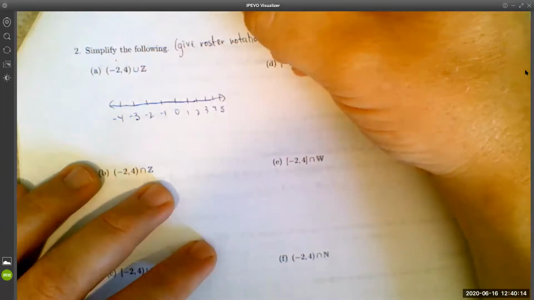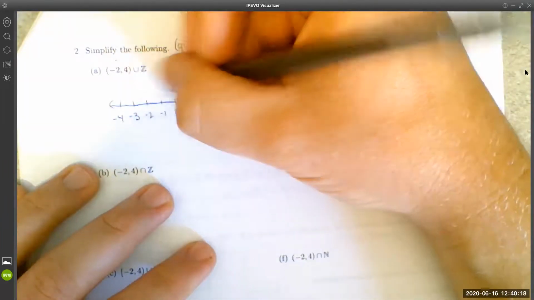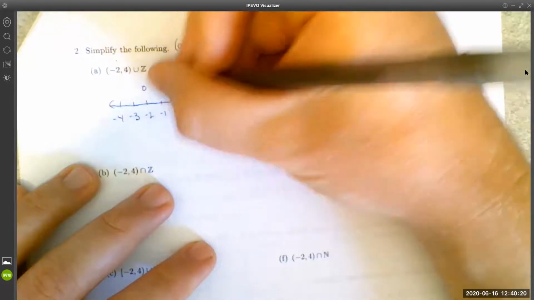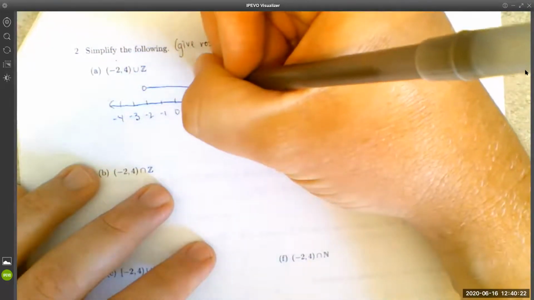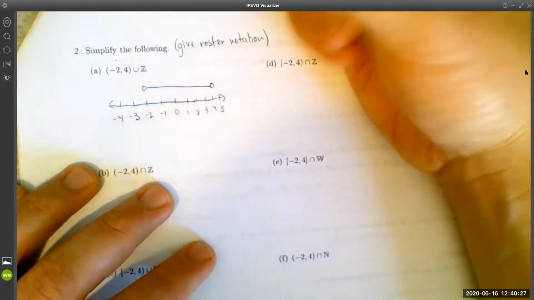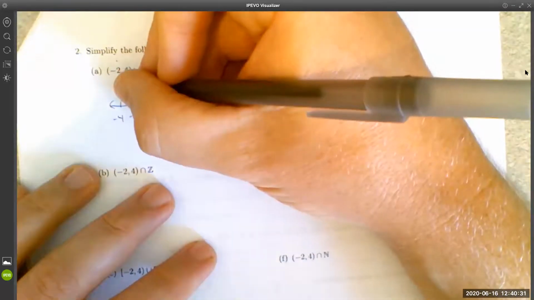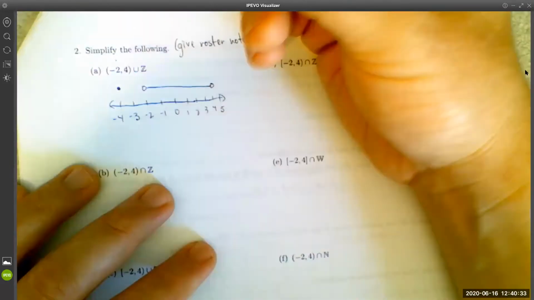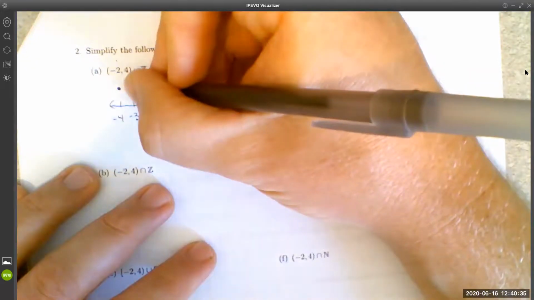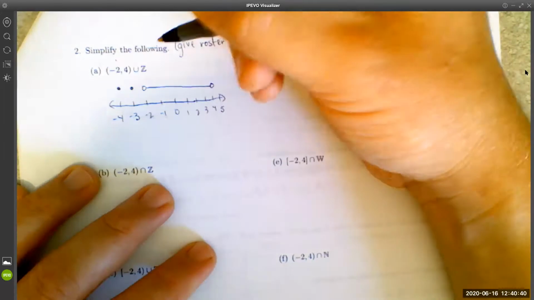Okay, so the set's going to look something like this. First of all, any number between negative 2 and 4 is going to be in the set, not including the negative 2 and not including the 4, at least at first. Right? But then also any integer is going to be in the set. So negative 4 is an integer, it should be in the set. Negative 3 is an integer, it should be in the set. But nothing in between them should be in the set, right?